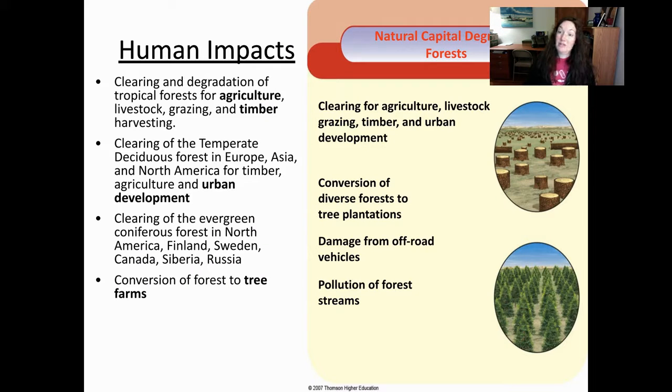Human impacts on forests are pretty obvious. We think of timber clear cutting and deforestation that takes place for agriculture, especially. The Amazon rainforest was in the news in recent years because their president has allowed for a lot of burning of the rainforest to build farmland to help with the economy, but they're ruining the environment.